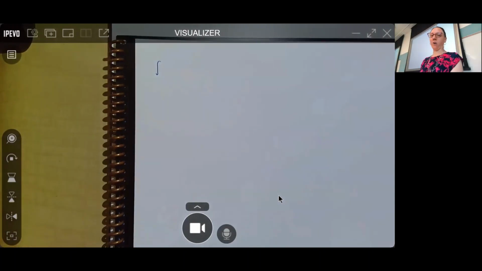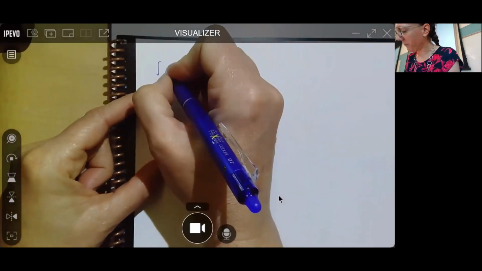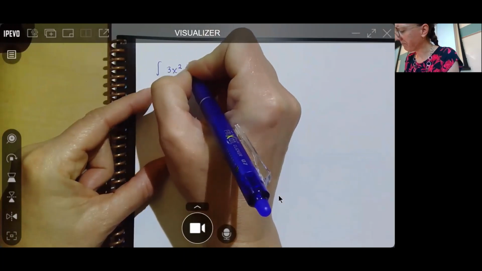Trying to decide how fun to make this problem. I'm going to make it not terrible. Yeah, I'm going to make the first one not terrible.